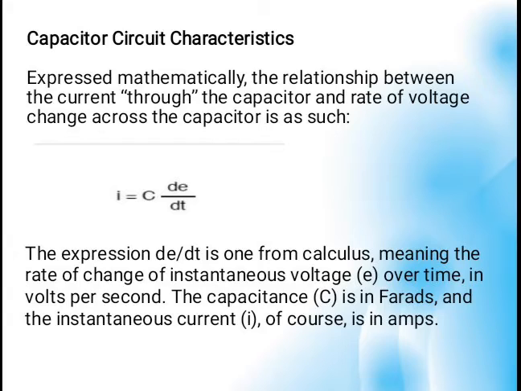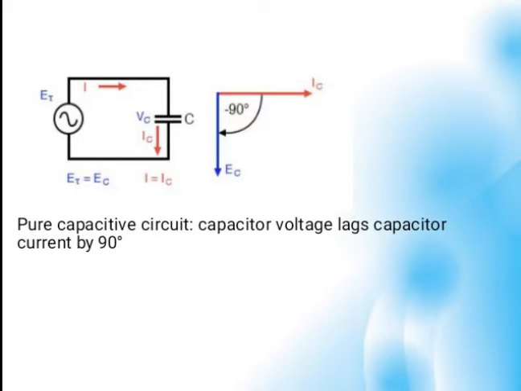Sometimes you will find the rate of instantaneous voltage change over time expressed as dV over dt instead of dE over dt, using the lowercase letter v instead of letter e to represent voltage, but it means the exact same thing. So to show what happens with alternating current, let's analyze a simple capacitor circuit. Pure capacitive circuit, capacitor voltage lags capacitor current by 90 degrees.